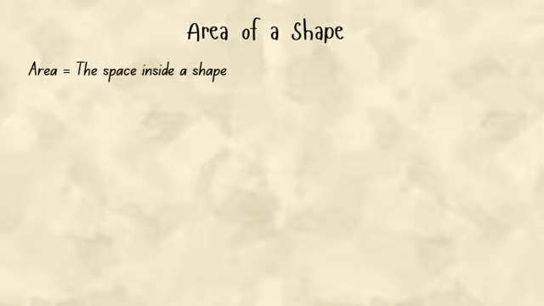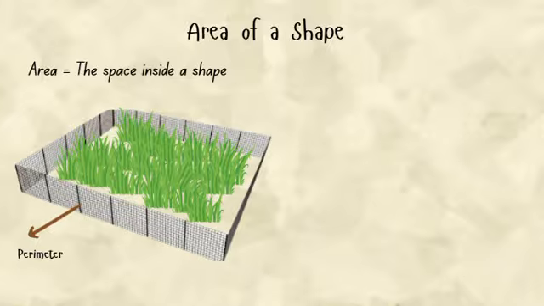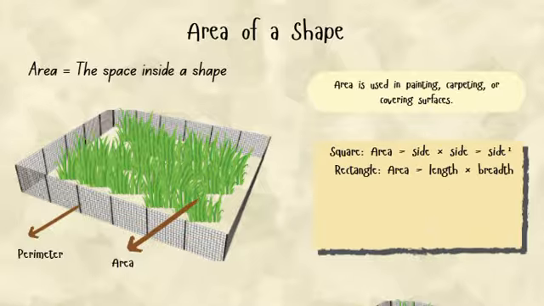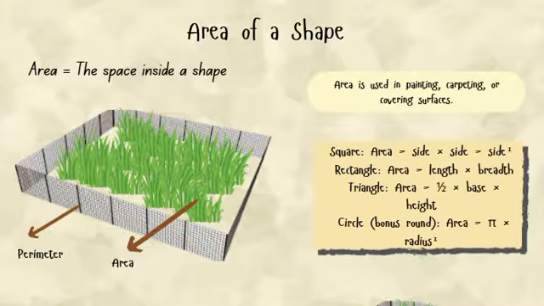Alright, now let's talk about area, aka the stuff inside the shape. If perimeter is the fence, then area is the grass inside. So when you're painting a wall or laying a carpet, that's area's job. Square: area equals side times side, which is also side squared. Rectangle: area equals length times breadth. Triangle: area equals 1/2 times base times height. Circle, which you might want to know: area equals pi times radius squared.